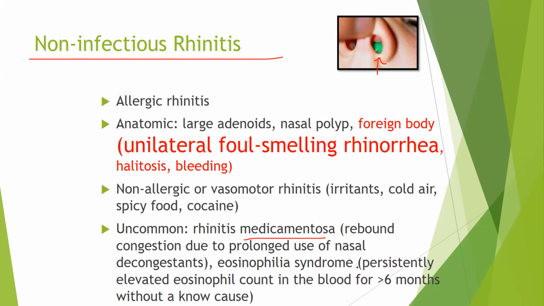Also, eosinophilia syndrome: if they have a persistent elevated eosinophil count in the blood for greater than 6 months, we can suspect this without the presence of a parasitic infection.